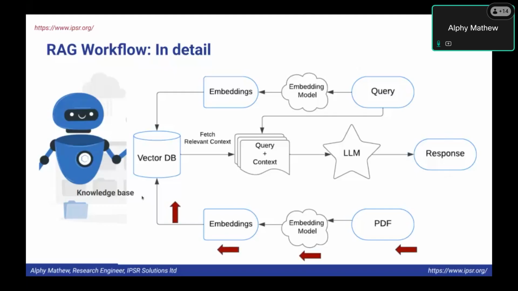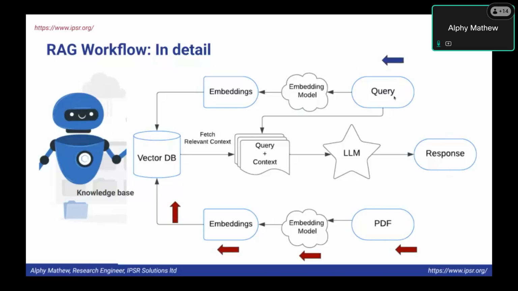This is the first phase. We need to create a knowledge base. Then the second phase: the user will ask a question. The user will be asking the question in human-like language, right? Not in embedded form, but in human-like English words. But the vector DB is containing what? Embeddings.